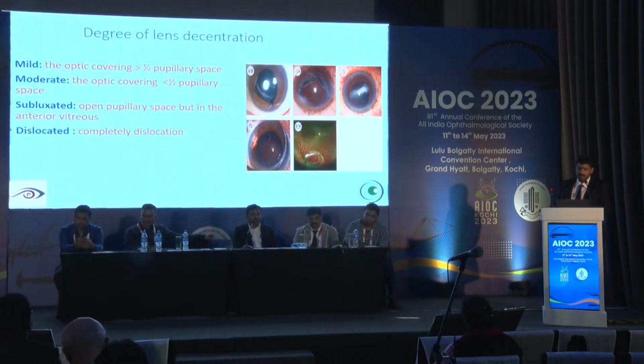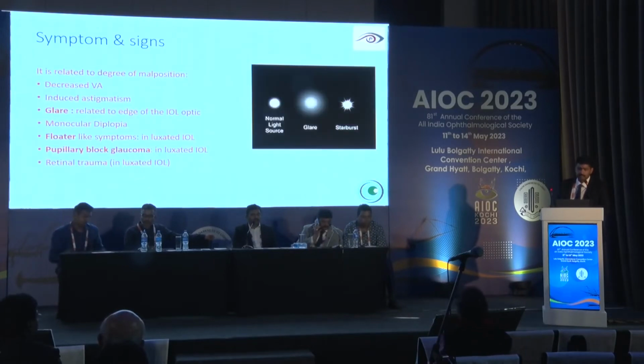So you can actually grade the lens decentration by mild, moderate, subluxated, and dislocated, but it doesn't matter because the management of the decentered IOL doesn't really depend on that. So what symptoms could the decentered IOL cause? A decreased visual acuity. If it is a toric, definitely. If it is rotated, it could cause decreased visual acuity and induced astigmatism.